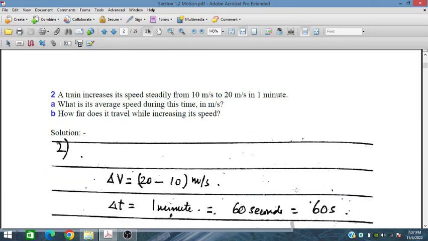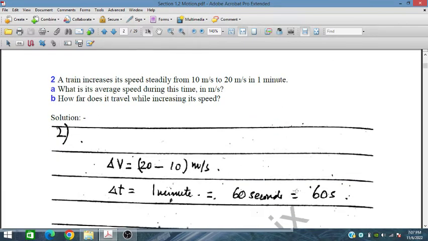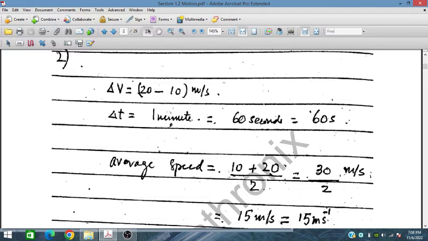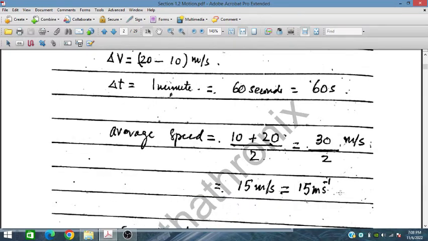Now question number 2. A train increases its speed steadily from 10 meters per second to 20 meters per second in 1 minute. What is the average speed during this time in meters per second? The initial speed was 10 and the final speed was 20, so we add these and take the average, which gives an average speed of 15 meters per second.